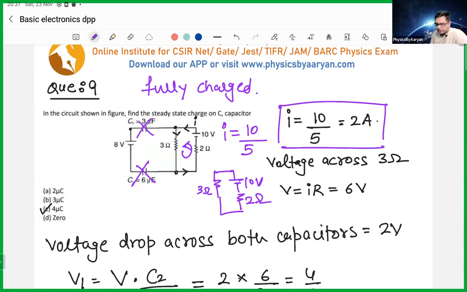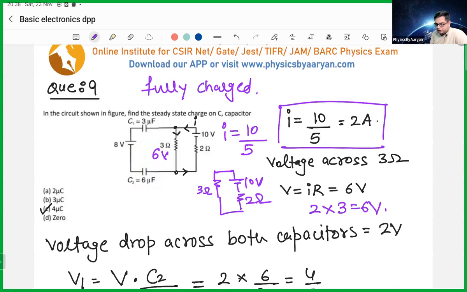If the current is 2 ampere, what is the voltage around this 3 ohm? Voltage around this 3 ohm will be IR. Current is 2, R is 3, which basically means 6 volt. So the voltage drop across this 3 ohm is 6 volt. Okay, that is clear now.